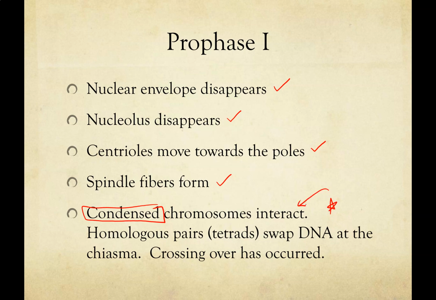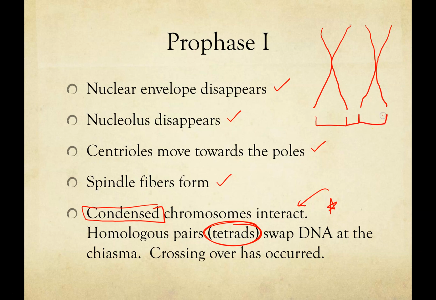During prophase 1, what's going to happen is these homologous pairs are now known as tetrads. And the reason why they're tetrads is if that's mom's chromosome 1, that's the copy of mom's chromosome 1. That's dad's chromosome 1. That's the copy of dad's chromosome 1. They're called tetrads because there's a total of 4 of them. And what's going to happen is there's going to be something called crossing over at this place called the chiasma. So let me show you what happens.